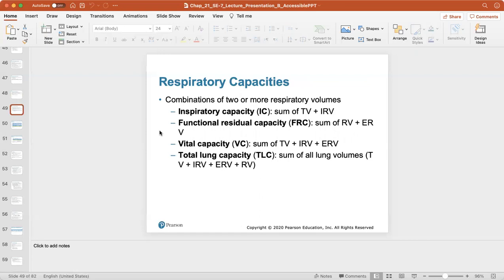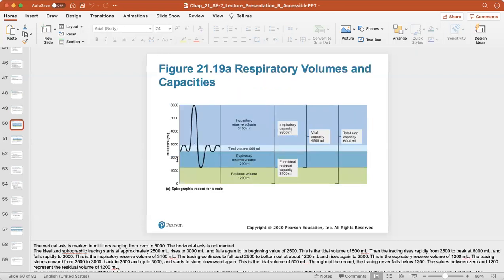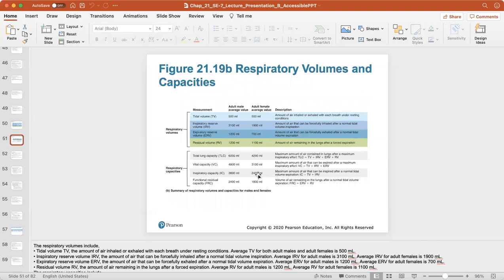We can combine two or more respiratory volumes to get an inspiratory capacity, functional residual capacity, vital capacity, and total lung capacity, which is the sum of all of them. And this graph really does a great job of explaining all of these respiratory volumes and then the capacities when you add two or more of them together. You should be familiar with all of these respiratory volumes and how you can add them together. And this is just another respiratory volume and capacity, to give you a brief description of each.